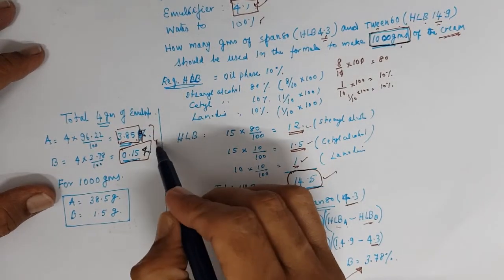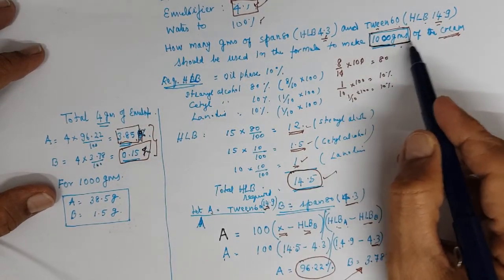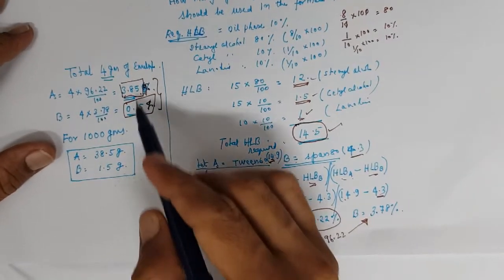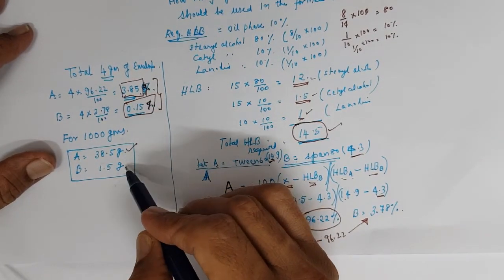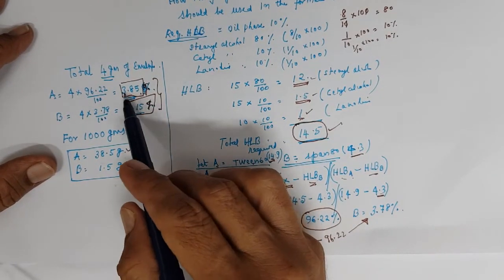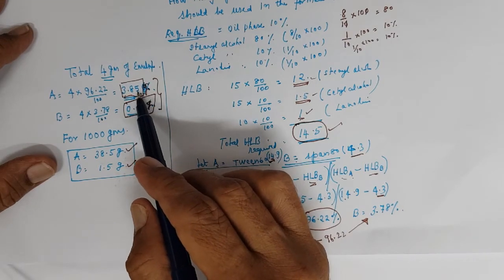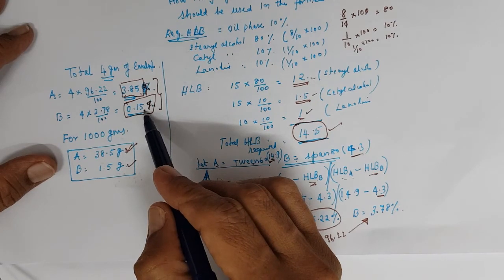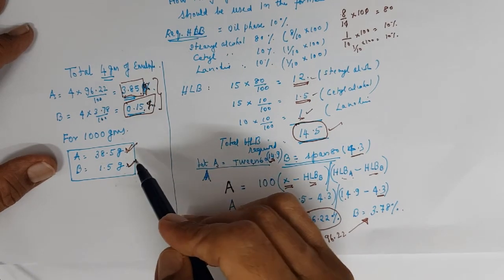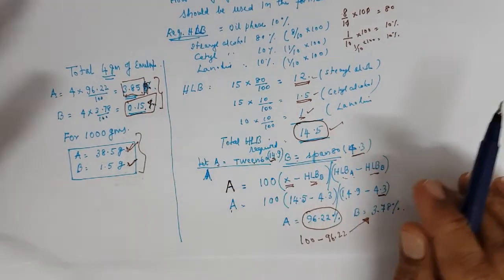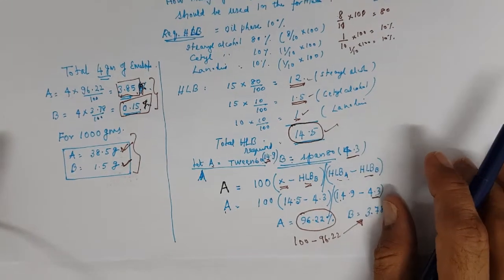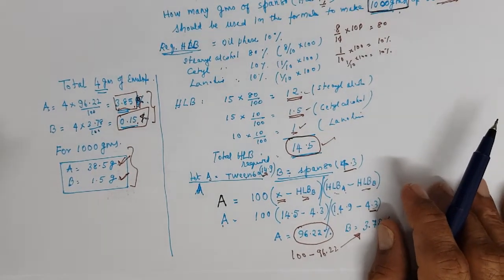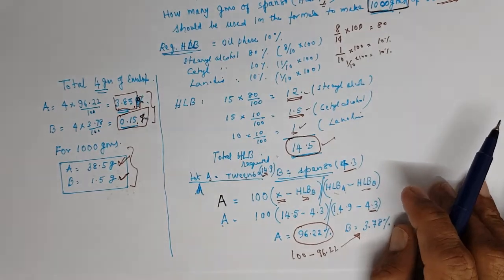Now this is for 100 grams, it's asked for 1000 grams, right? For 1000 grams, A is 38.5 grams, B is 1.5 grams. For 100 grams it is 3.85, so for 1000 it is 38.5; for 0.15, for 1000 it is 1.5 grams, right? You understood the calculation? This is how we have to calculate.